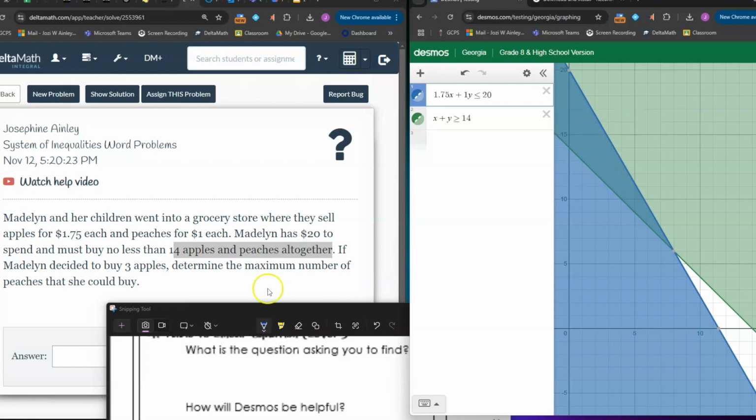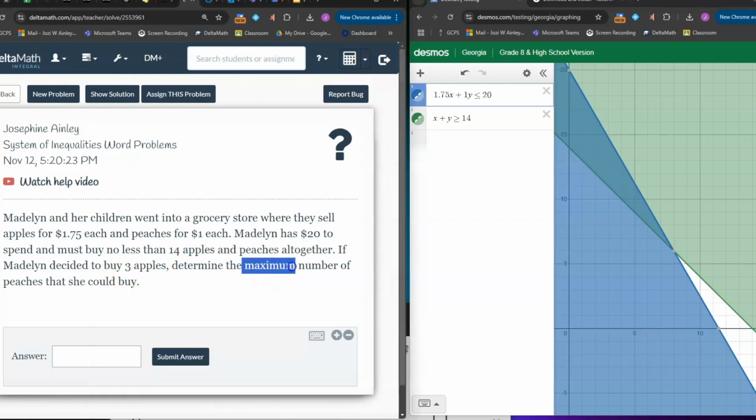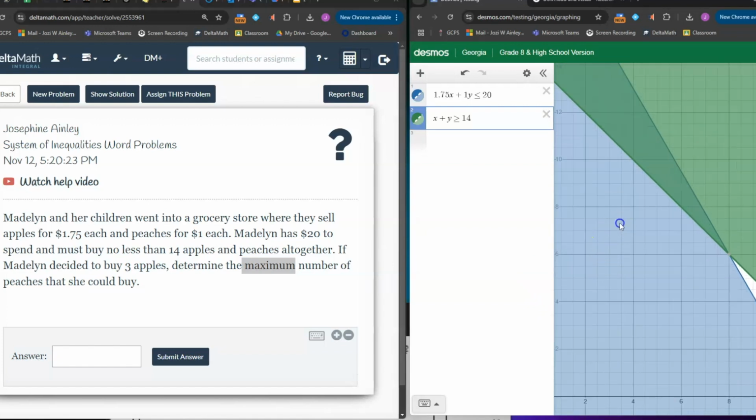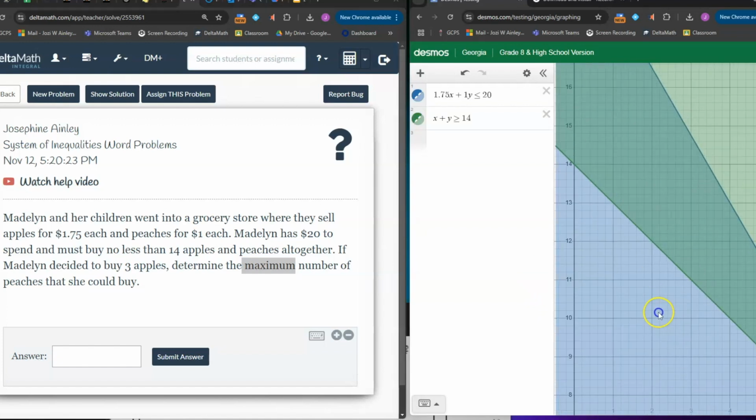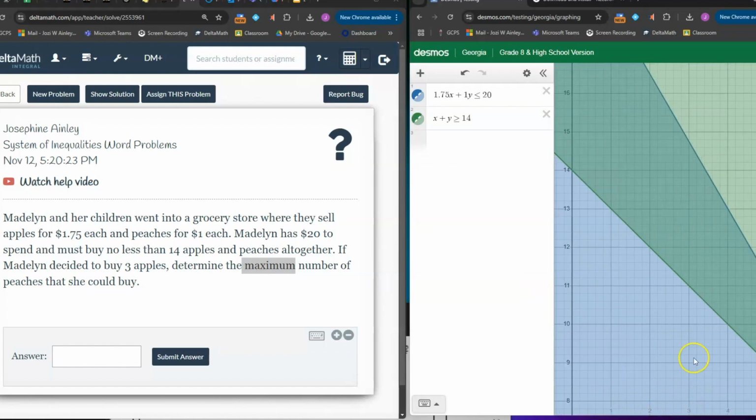So anything here, but it says determine the maximum. So that means I have to get the what? The biggest number of peaches. So again, I go to 3, and what's the maximum number of peaches? Can I get higher than... let me zoom in a little bit. So you see 1, 2, 3, here's 3.